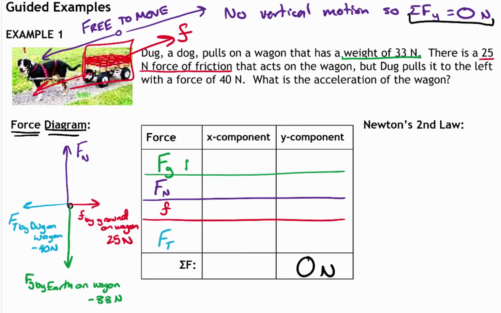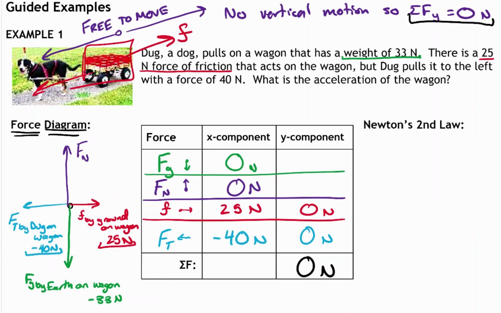The force of gravity acts downwards, so there's no horizontal x component. The normal force acts upwards, so there's no horizontal or x component. The force of friction acts to the right, so there's no vertical or y component. And the force of tension acts to the left, so there's no vertical or y component. We know the force of friction is 25 newtons to the right, so that's positive 25 newtons. The force of tension is negative 40 newtons because it's to the left. The force of gravity is negative 33 newtons because it acts downwards.